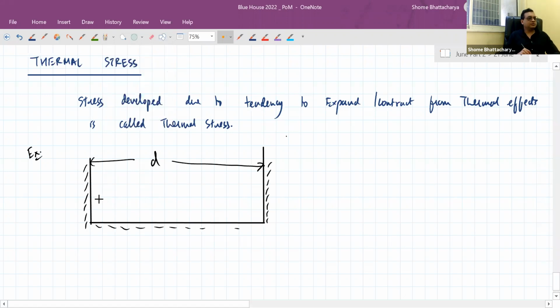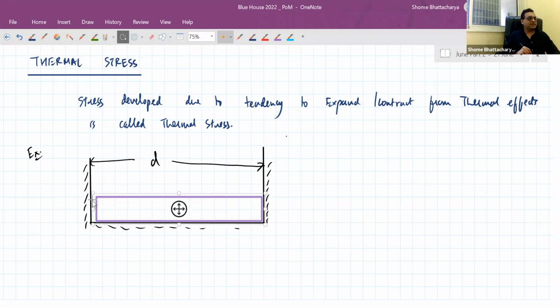So now from this room temperature, if we increase the temperature, then the two rigid walls will apply force on it in such a way that it doesn't allow the metallic rod or whatever body to expand as per its natural dimensions at a higher temperature, and thereby it creates thermal stress.